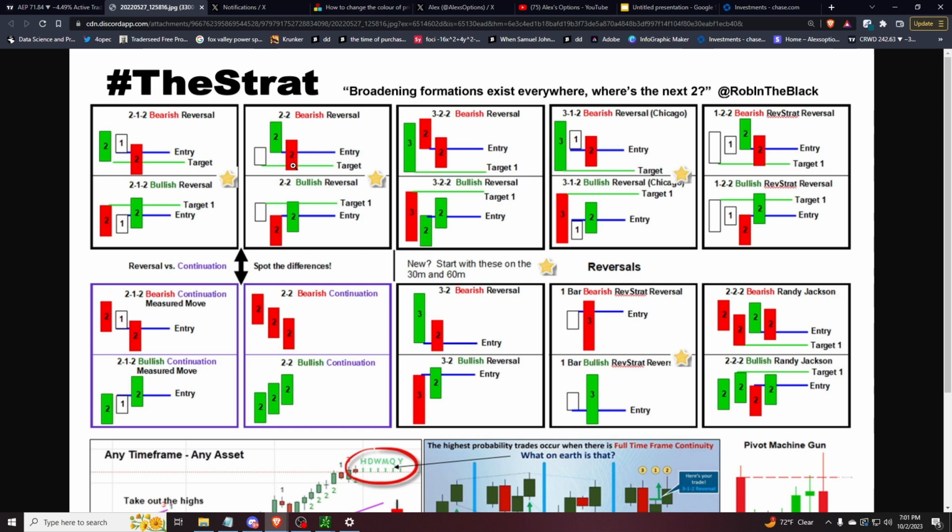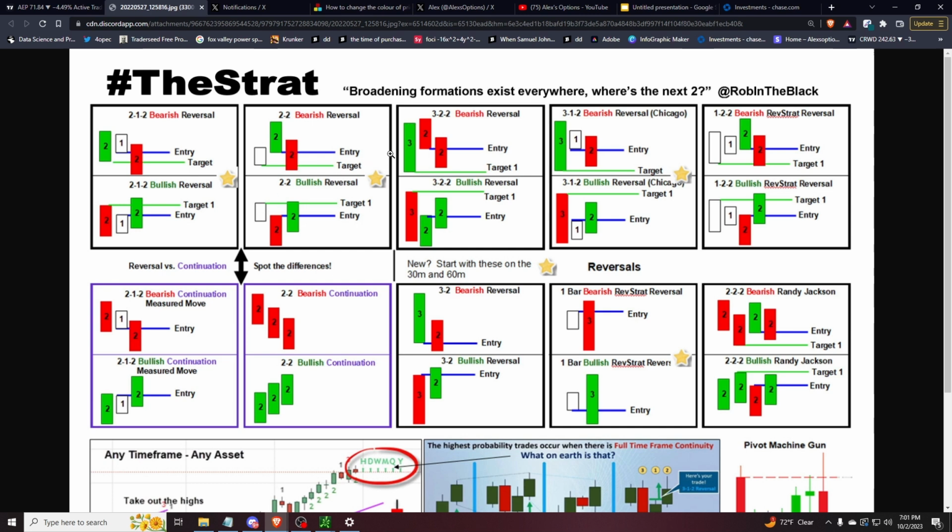We have a lot of names for the broadening formation. We call it a broadening formation, a 3, compound 3, a try. They all mean the same thing. It means you've taken out one or both sides of the range. Now, 2-2 bullish. You can see the 2 to the downside, countered by the 2 up. So trending down, now boom, trending up. These 2 bars go outside of this.